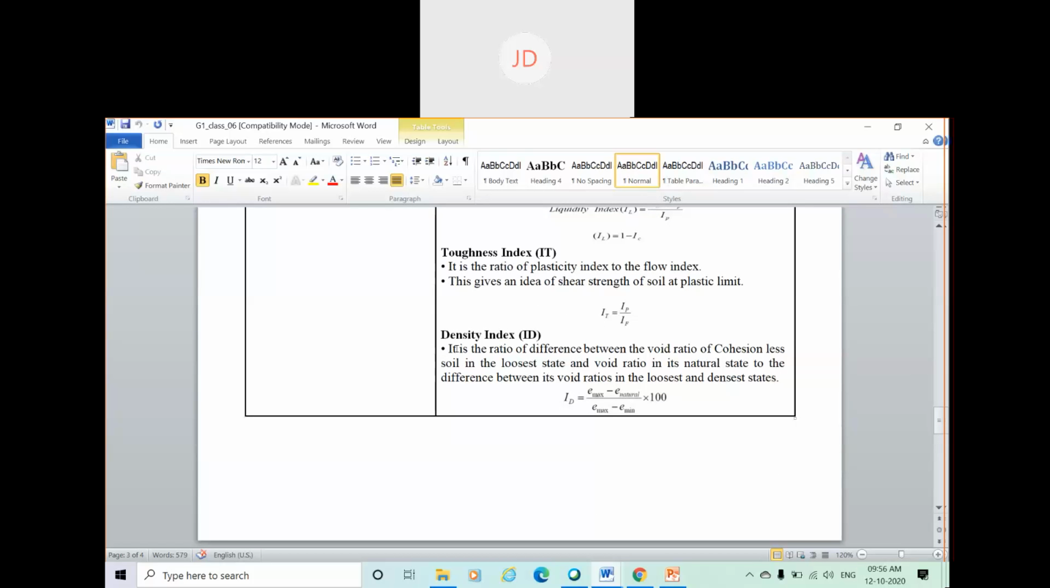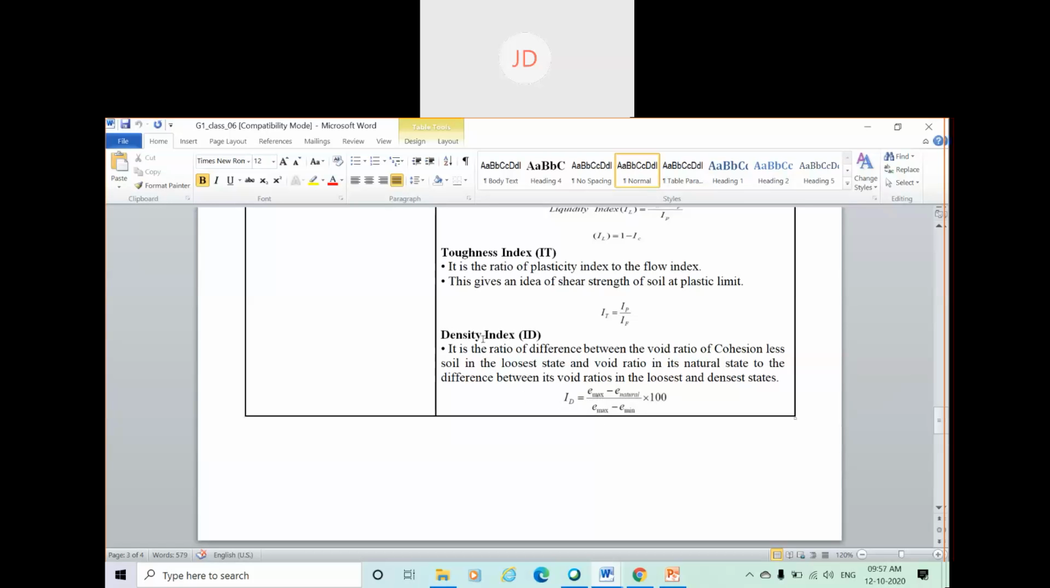One important parameter is also left here, the density index. It is not directly related to your consistency index of soil, but it is here only. So what is density index? Let me check another name. Density index can be known as relative density or degree of density. Here is the formula for representation of density index.